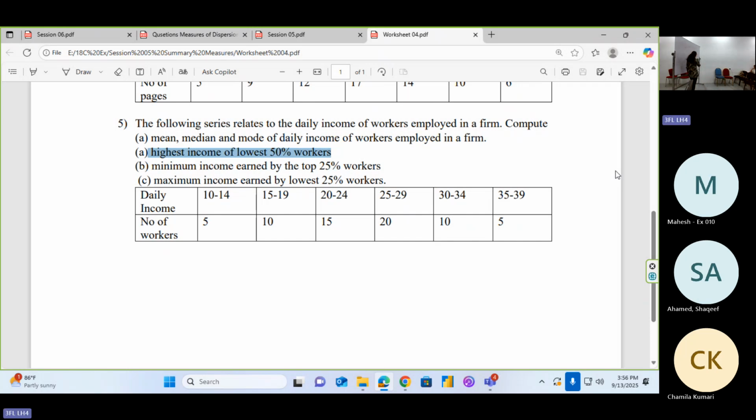Now here, the others are the same. Minus FC divided by, here we write FQ. Okay. FM means median frequency, the frequency of the median class. Here we write the frequency of the third quartile class, into 3. Now clear? Okay.